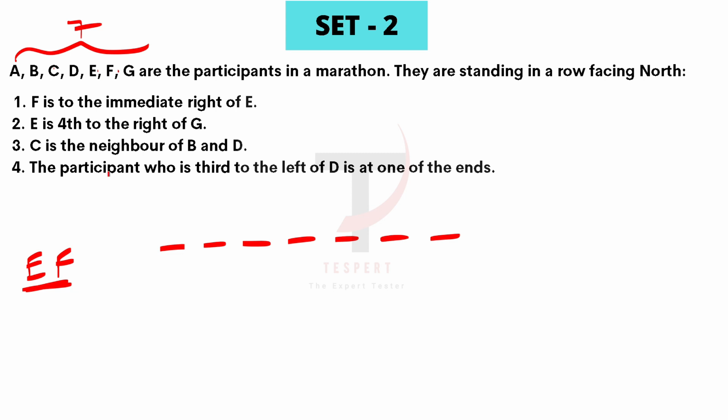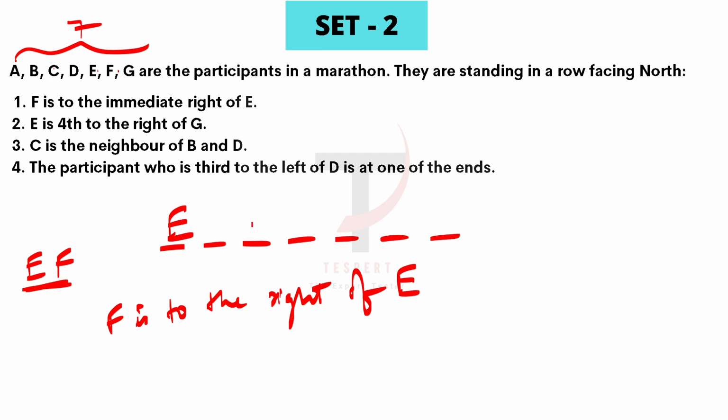So if it were given like F is to the right of E, then what we can do is, if we place E here, then F can be placed anywhere here. F can be placed here, here, here, and F can also be placed here, because F is to the right of E. F is not immediate right of E. Since we are given that F is to the immediate right of E, we are placing F immediately next to E. I hope you understood the difference clearly.